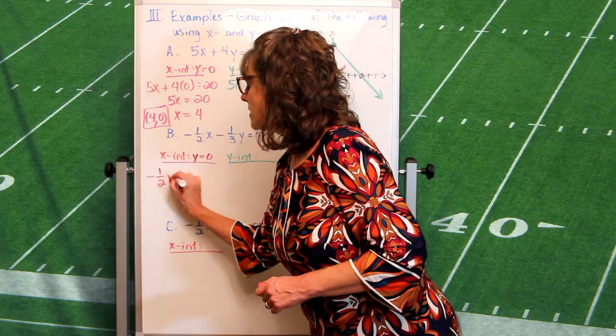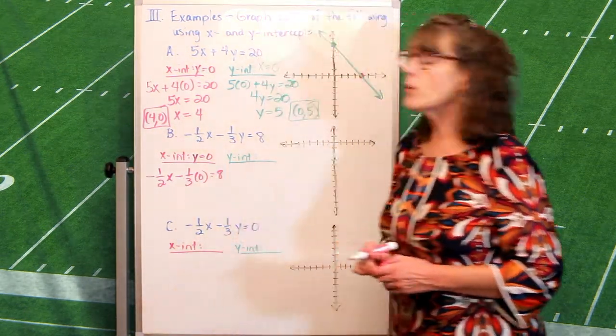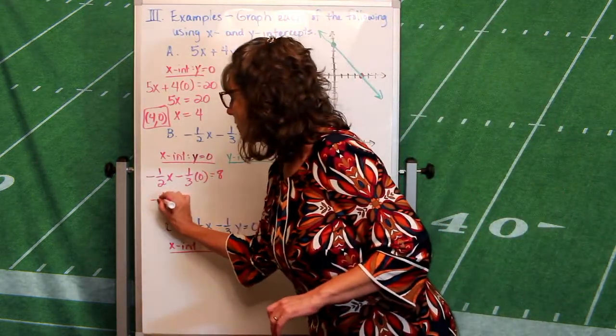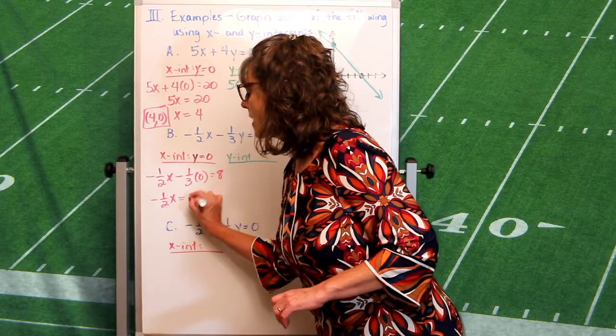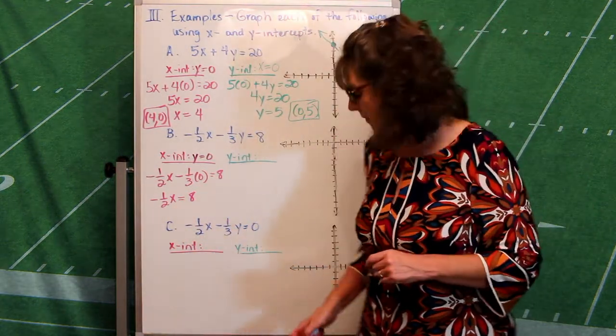And what happens is now I've got a negative 1/3 times 0 equal to 8. But remember, 0 times anything is 0. This entire term is gone. I'm left with a negative 1/2 x equals 8. And then remember, what I'm going to do is divide by a negative 1/2. But we've talked about this before.